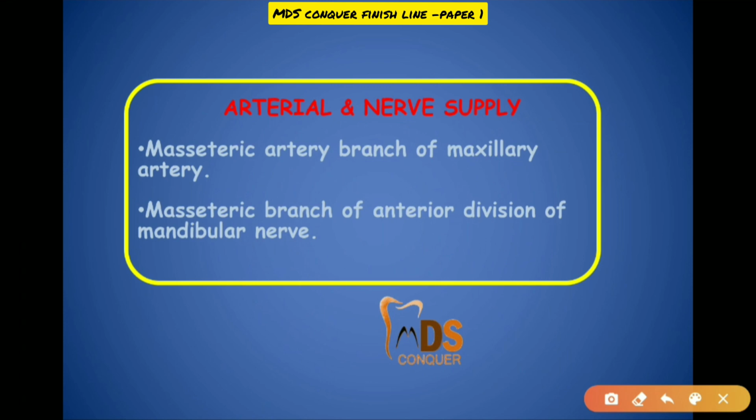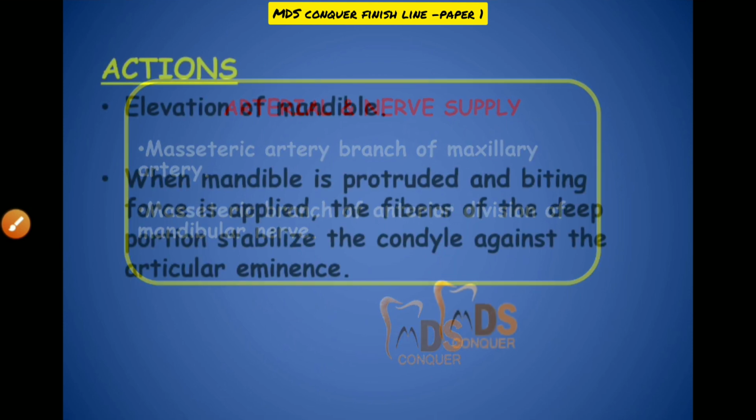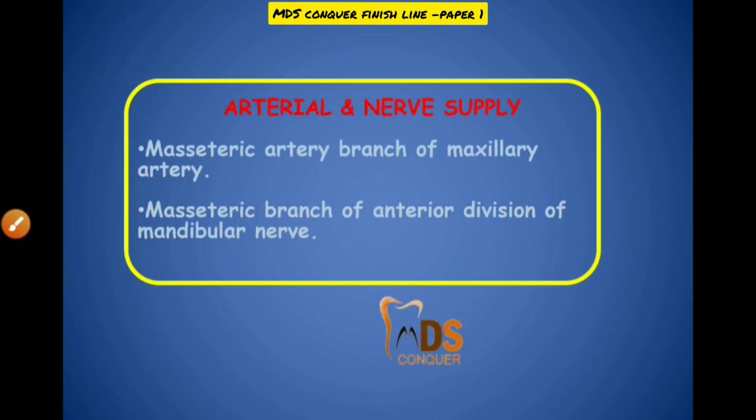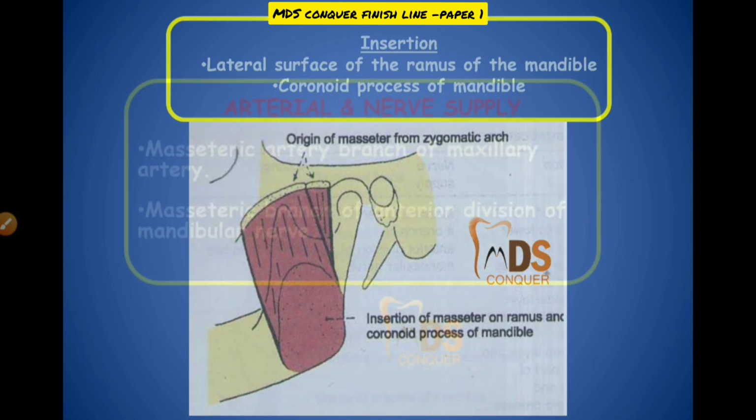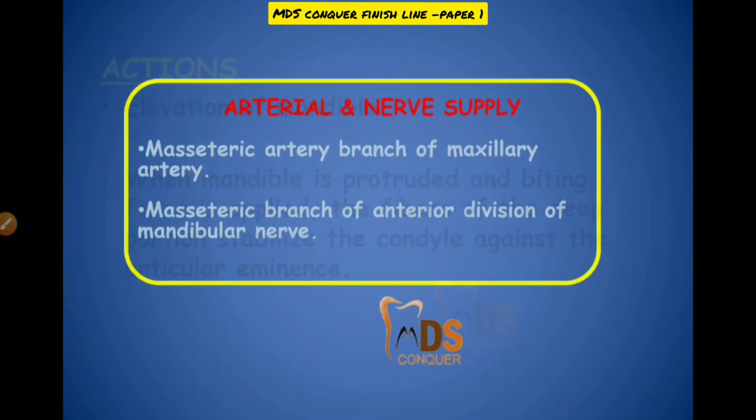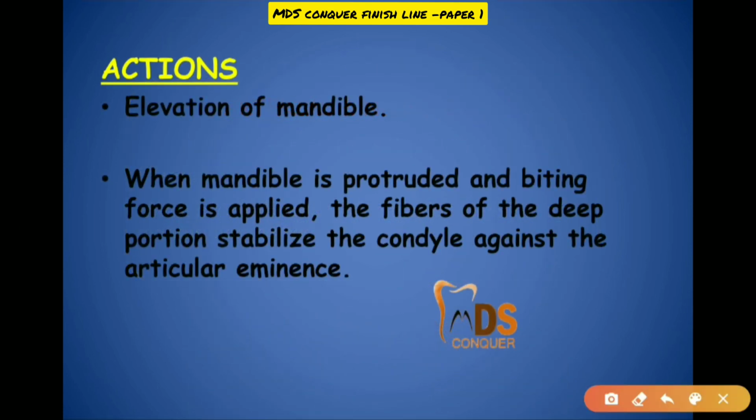Then the arterial supply is the masseteric artery, which is a branch of the maxillary artery, and the nerve supply will be the masseteric branch of the anterior division of the mandibular nerve. Then coming to the actions, it will elevate the mandible, and when the mandible is protruded and biting force is applied, the fibers of the deep portion will stabilize the condyle. So these are the two actions of the masseter muscle.